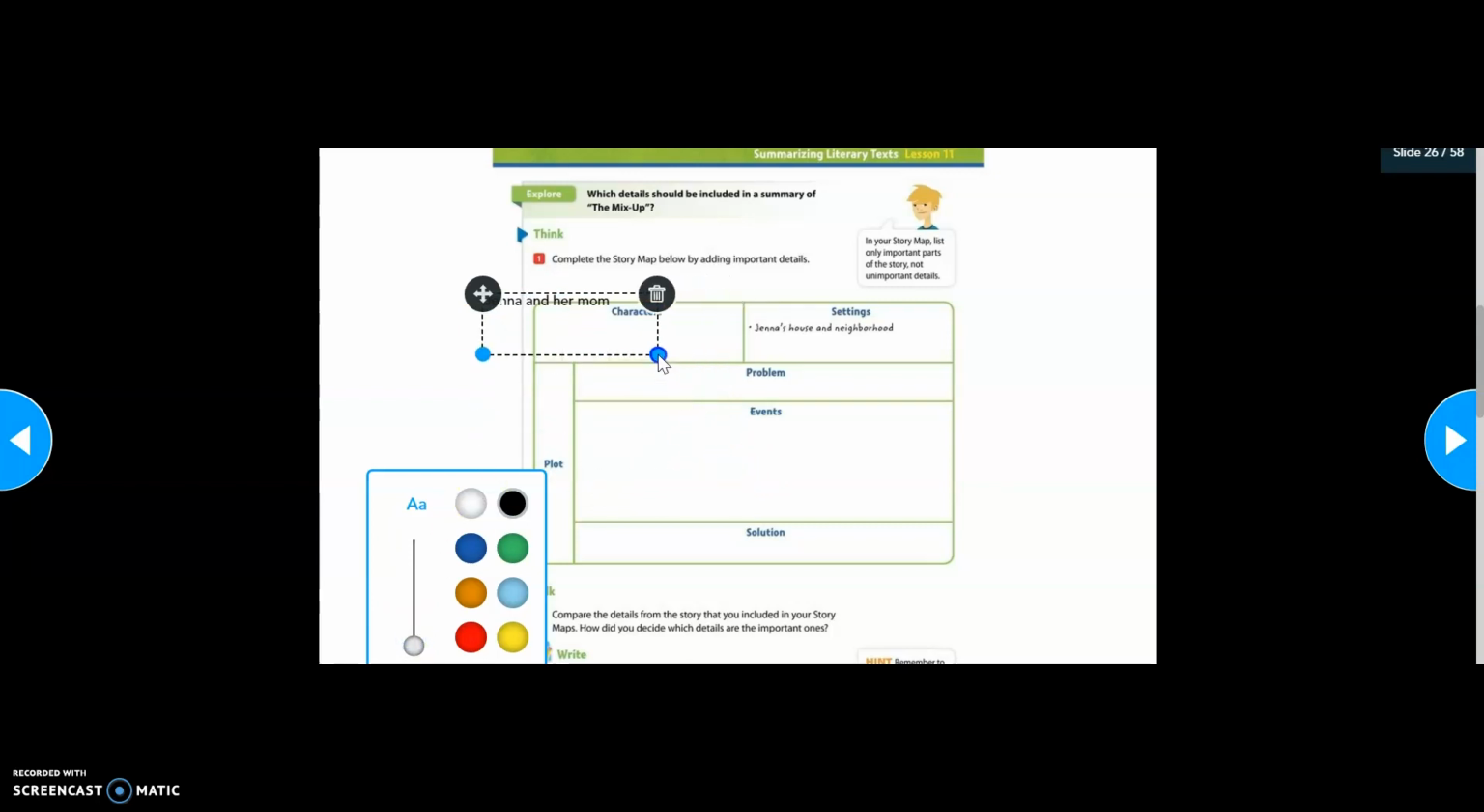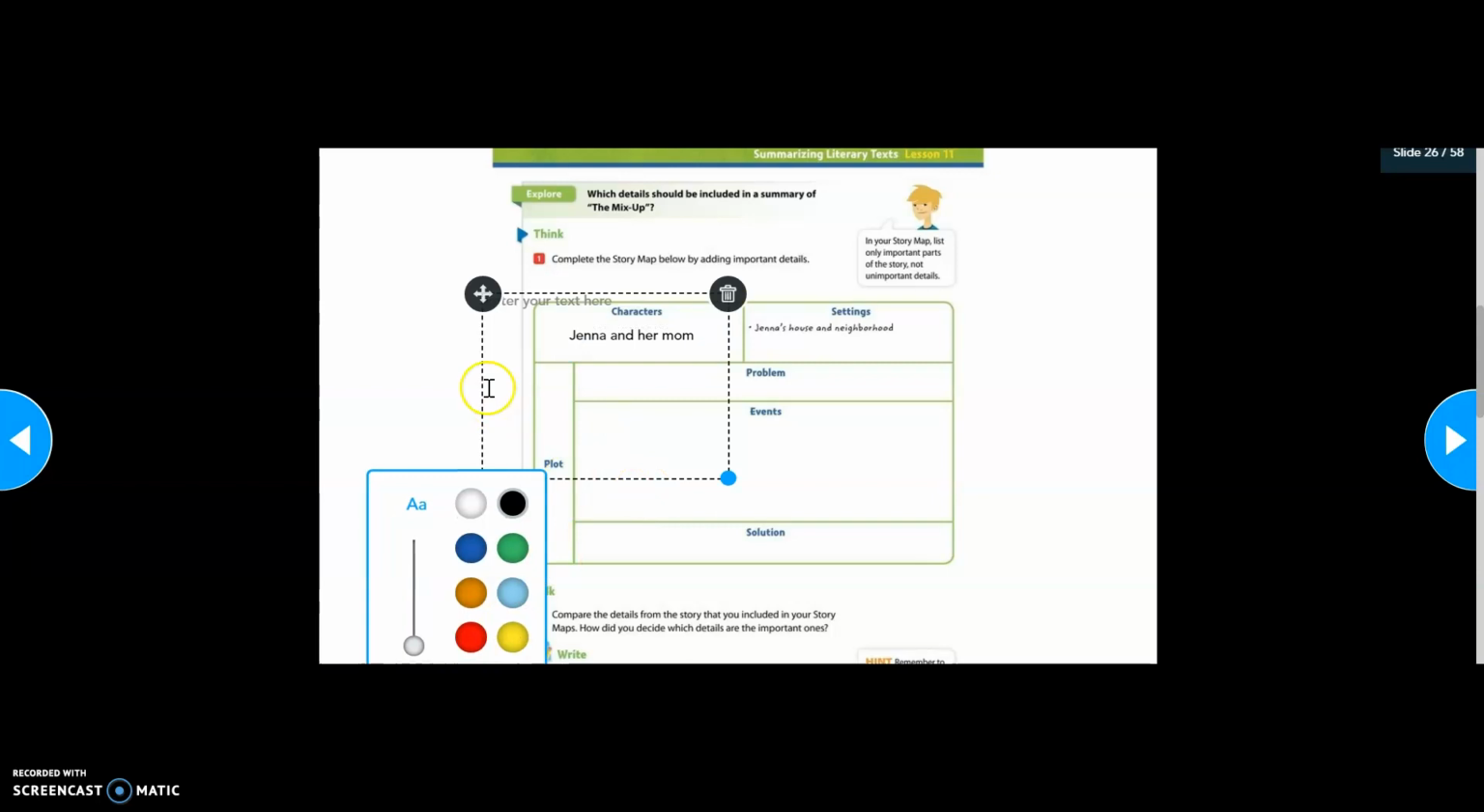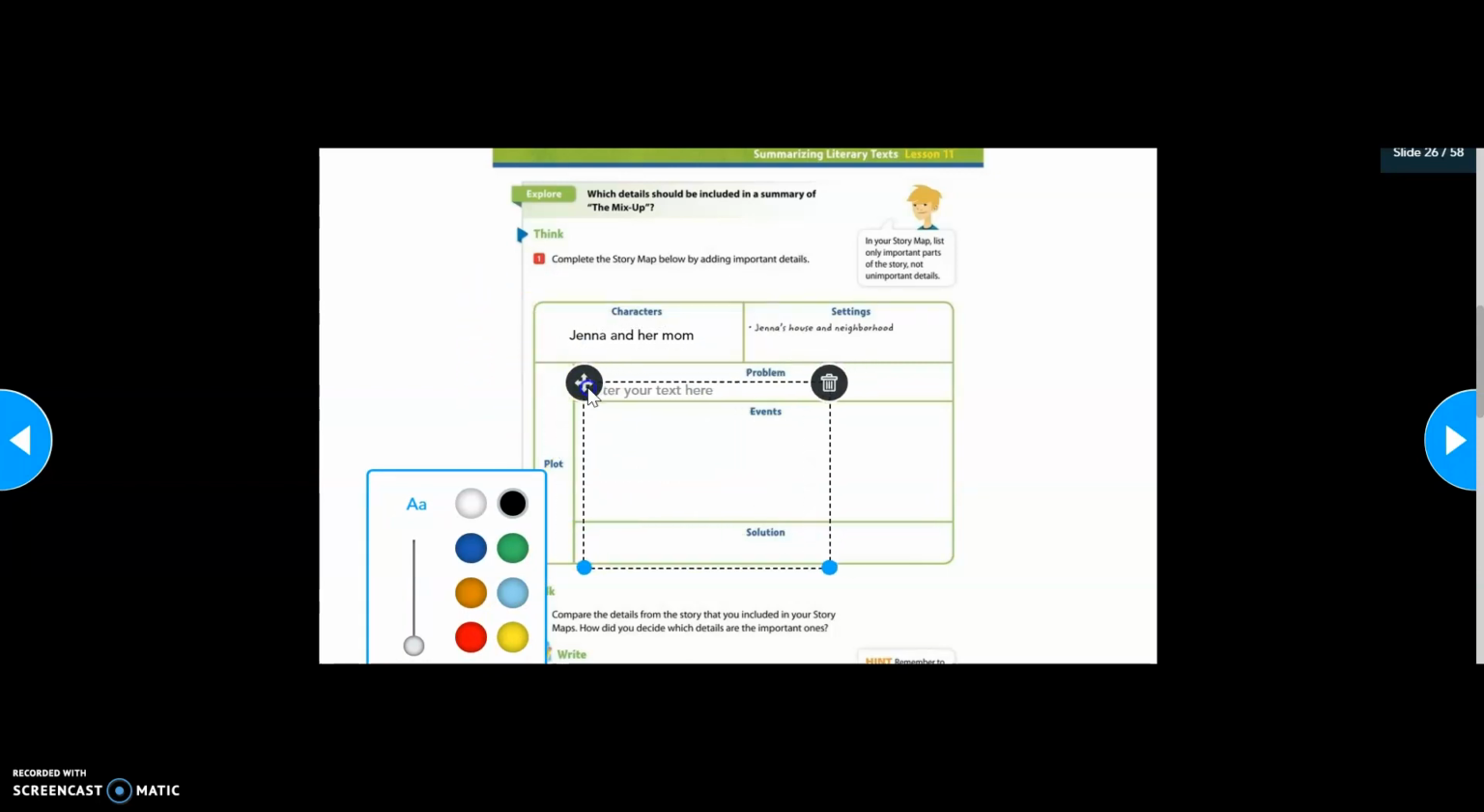And then I'm going to move that over so that I can get my answer onto my page. Perfect. So now I've figured out who my characters are. So I've got the who down pat. They've already told me where. They say that it's at Jenna's house and in Jenna's neighborhood. So now we want to figure out what's going on. What is the problem in this story?